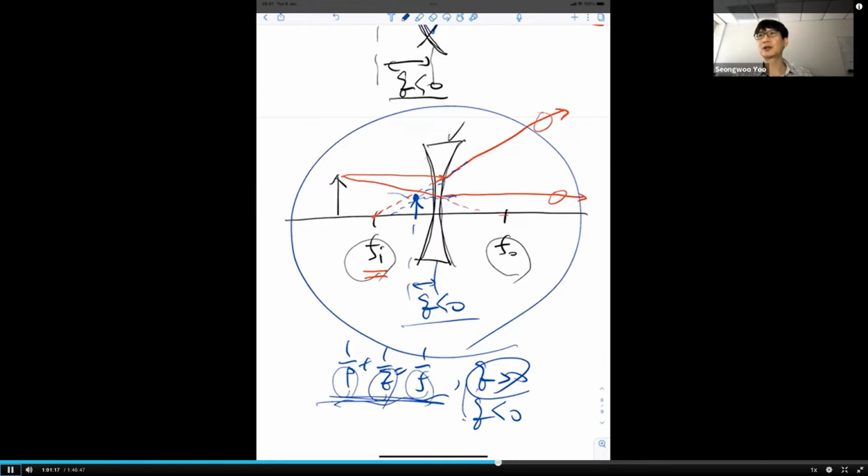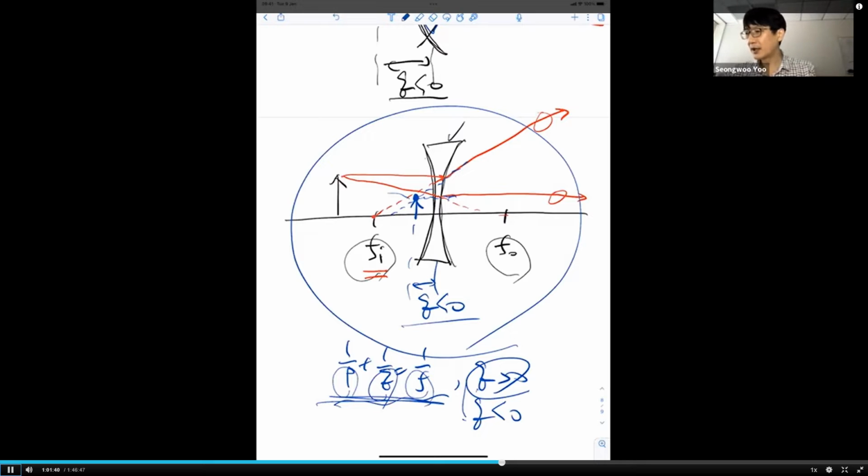The next question: for the lens maker's equation, should we consider the positive and the negative sign for R1 and R2? If yes, how to determine the sign? Oh, this is a very good question. Yes, you need to consider the signs of R1 and R2. And how do we determine the sign? Well, you are going to use these sign conventions.